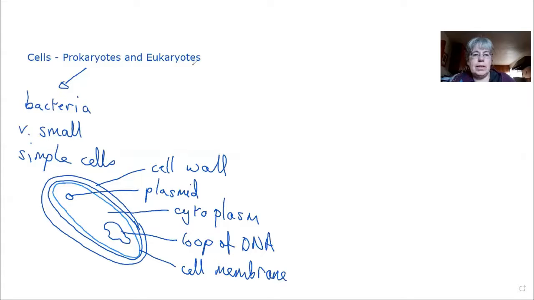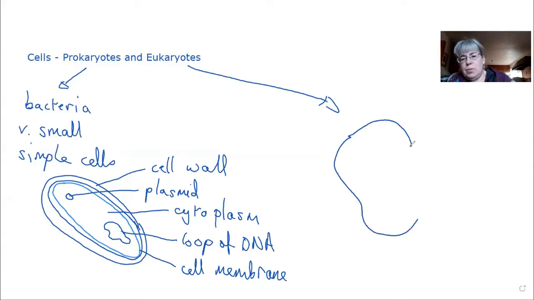For the eukaryote, it's a little bit more complicated. I'm going to use basically an animal cell, because we want it to be as simple as possible. We're going to look at animal cells in a minute in more detail, and the same with plant cells. So this one, we literally just have a cell membrane, so it looks simpler to start off with.